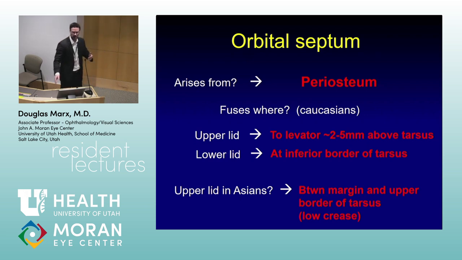But it's pretty easy to do because essentially if you've made your incision right where you want your crease to be, once you open up your septum, the levator will be right there. You just make the bite right there. It's not hard surgery at all, frankly. It's a very lucrative surgery. So does that make sense?